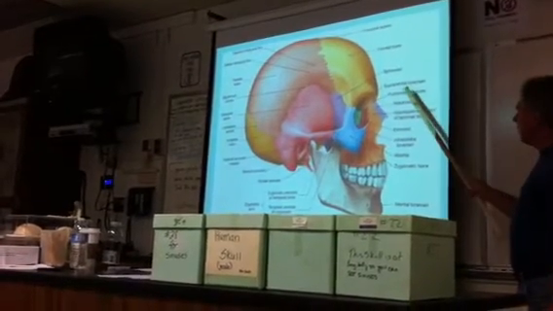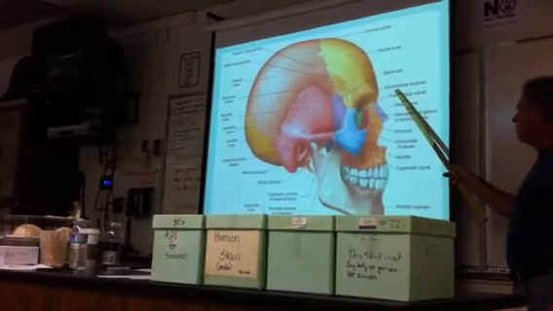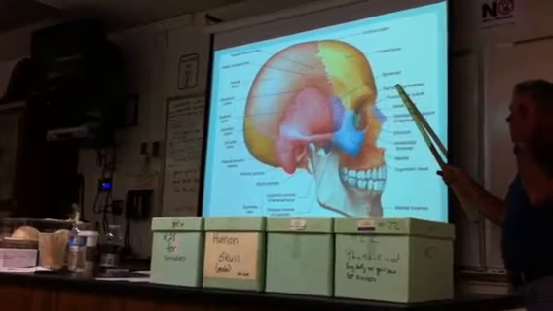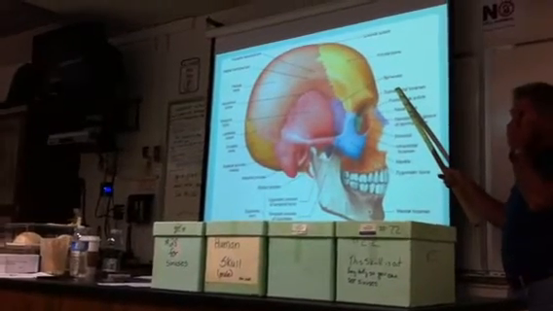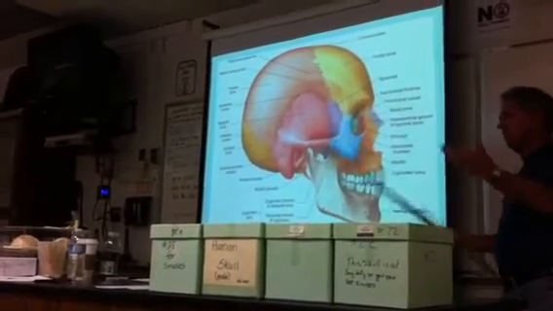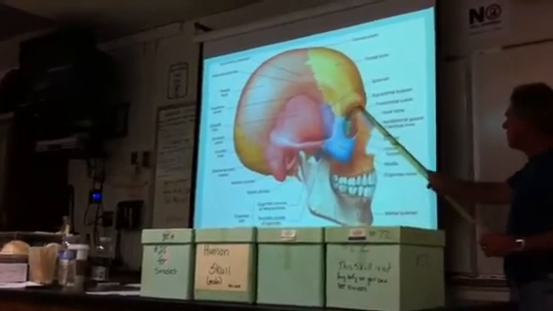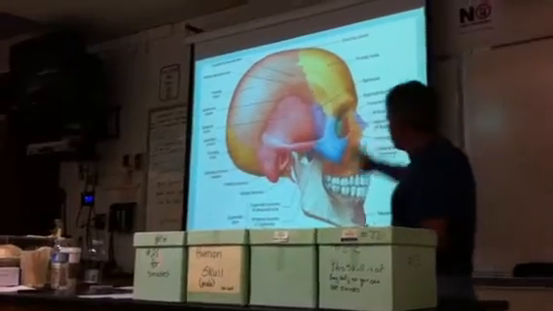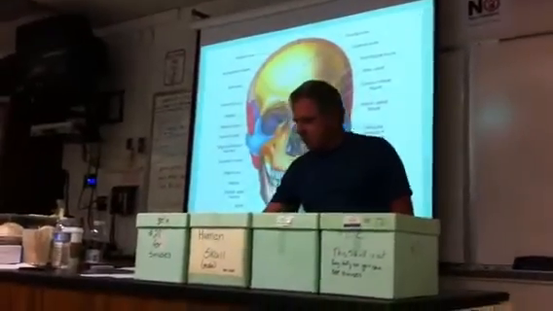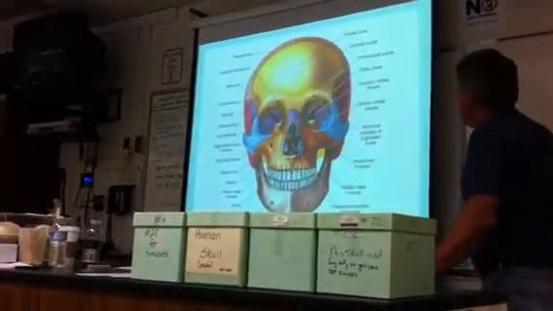And the other one I want to point out, and you can feel this on yourself pretty easily, is the supraorbital foramen. It's like right here. You feel a little notch right here in the frontal bone, and that's where various blood vessels and nerves go into your forehead. That's pretty self-explanatory.